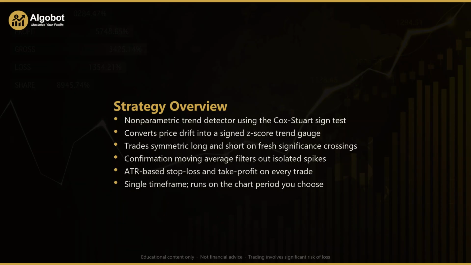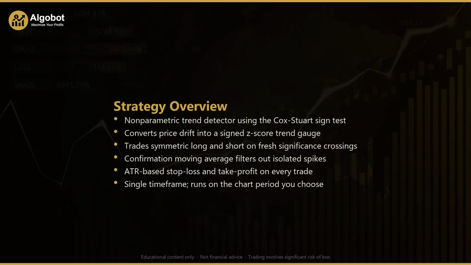Here's the core idea. The strategy takes the last group of completed closing prices and splits that window into an earlier half and a later half. It then pairs each early price with the price a fixed number of bars ahead of it. For every pair, it records whether price finished higher or lower. If a market is genuinely trending upward, most of those later prices will be higher than their earlier partners. The EA counts those up moves and standardizes the result into a single sign number called a z-score. A large positive z-score means a broad, persistent uptrend. A large negative z-score means a downtrend. A z-score near zero means there's no clear directional edge.